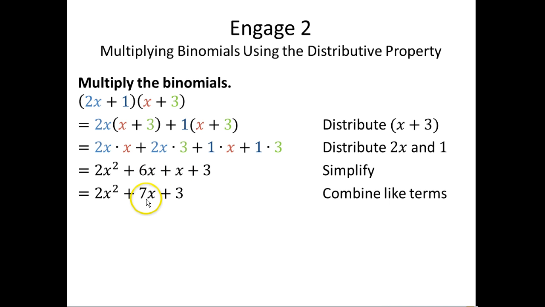Okay, so I only have one more step left to do, which is to combine like terms. 6x plus x is 7x. So in the end, I get that 2x plus 1 times the other binomial x plus 3 is just 2x squared plus 7x plus 3.